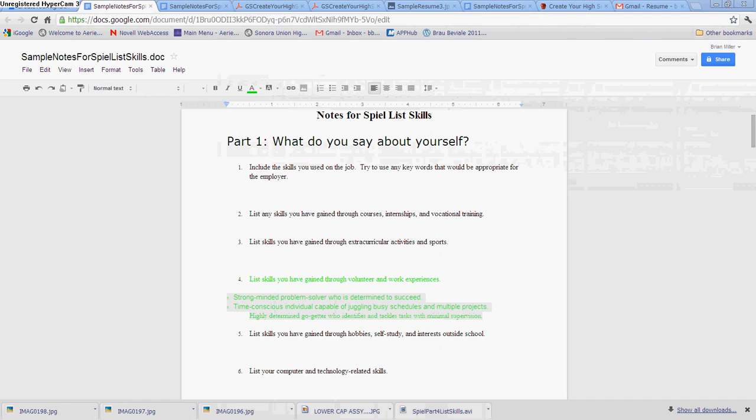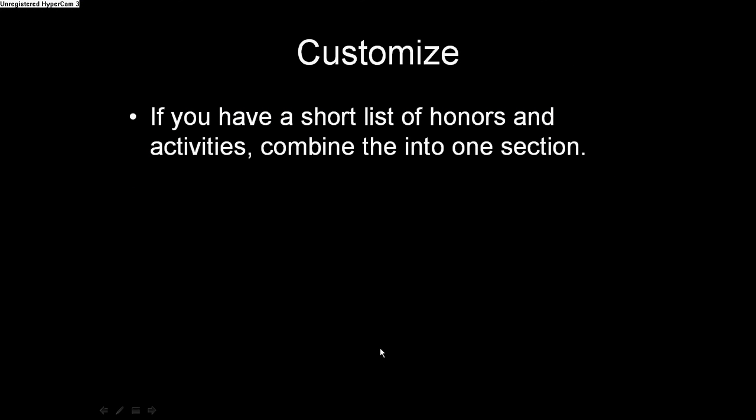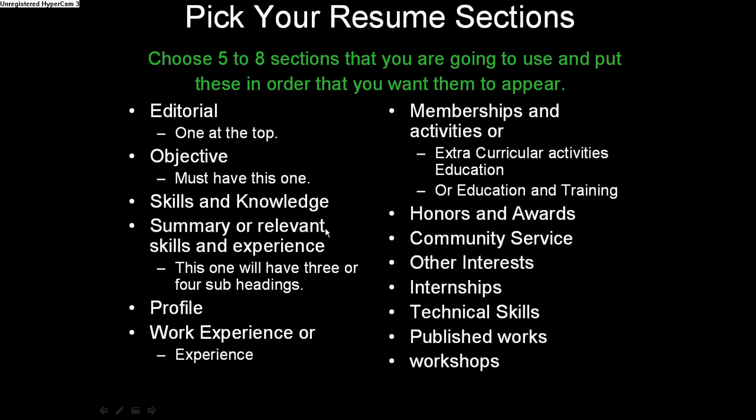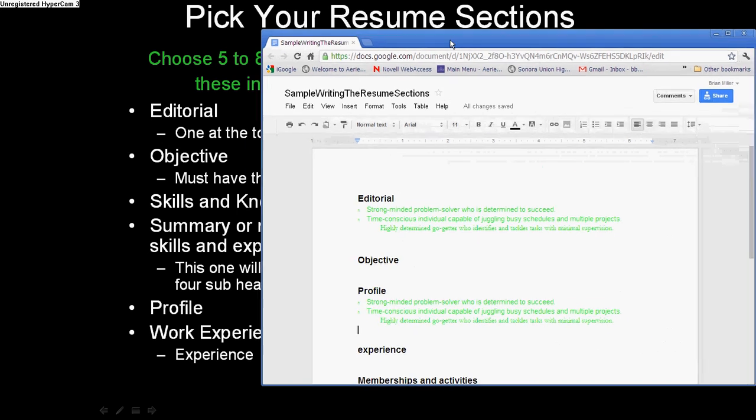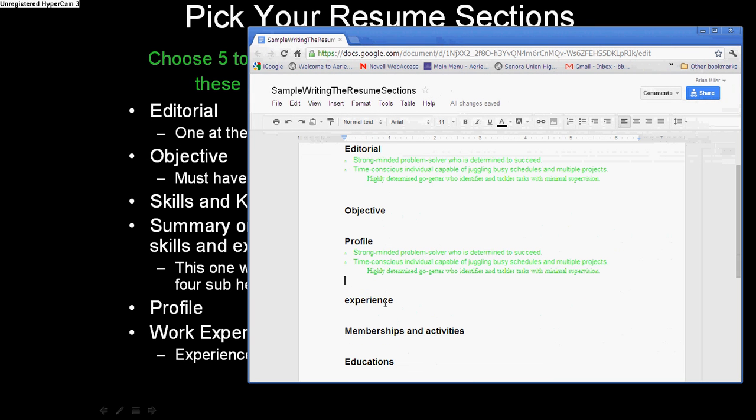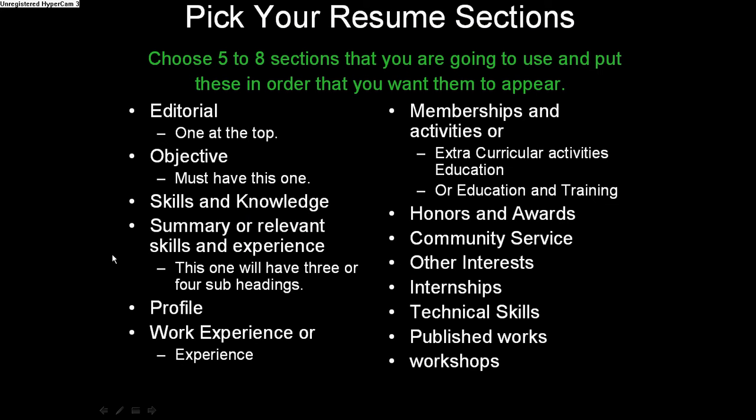Let's see if there's anything else in the spiel. Okay, and don't be afraid to customize. If you have a very short list of honors and a short list of activities, you can combine them into one section. Let's say you chose experience here and membership activities here, and you only had one thing in each. You could say experiences and memberships and combine the sections. So you can play around with the sections. And that's it. Ready, break. Go do it.